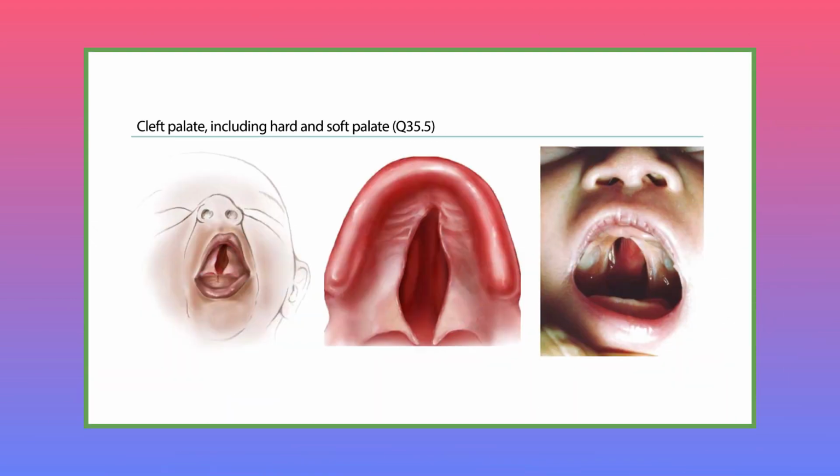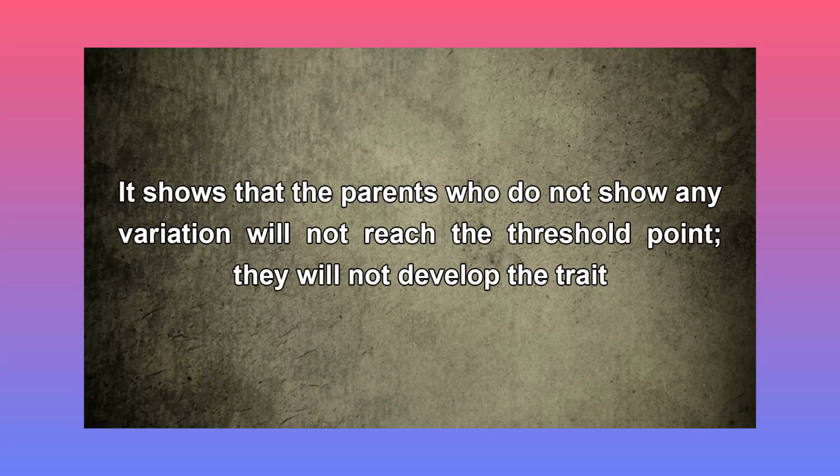In the case of cleft lip and cleft palate, both genetic and environmental factors play an essential role in the development of the phenotype. These traits are present at birth. Children born with this defect often have unaffected parents and no other family history of being affected. Parents can contribute to this defect through some non-functional genes. Hence, the parents who do not show any variation have not reached the threshold point.